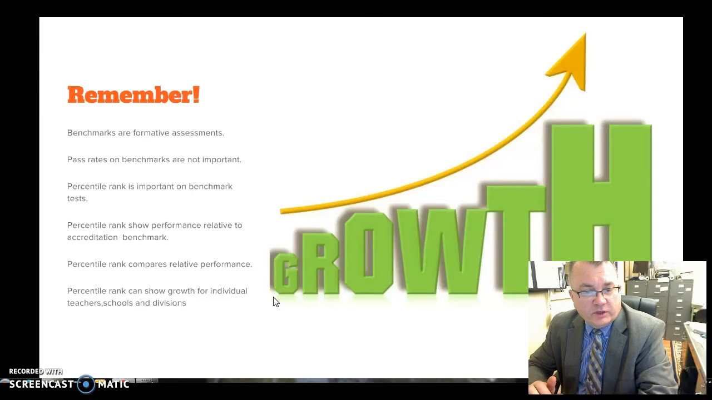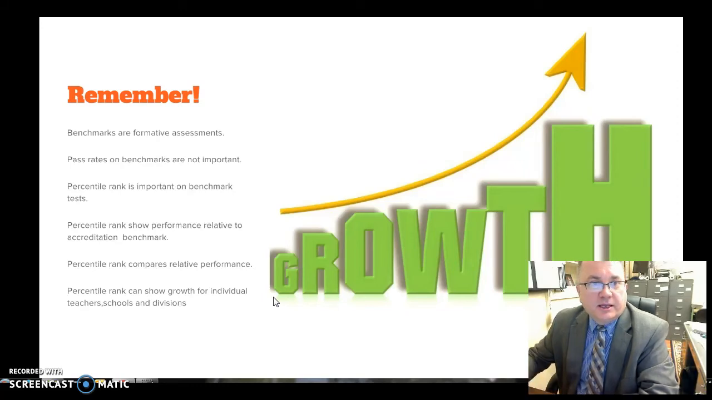So what you could do now is compare your first quarter benchmarks from last year to this year to find out how well you did as a teacher, and also look at the longitudinal data for a particular class. If they did well in a particular subject area and may not have done as well or better on this benchmark, that's some information you can look at.